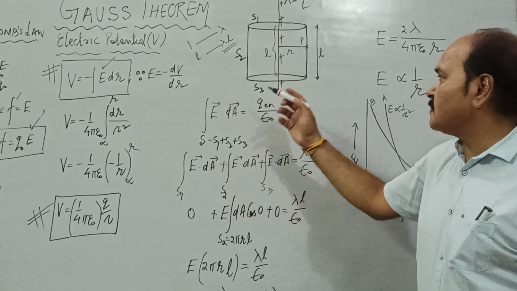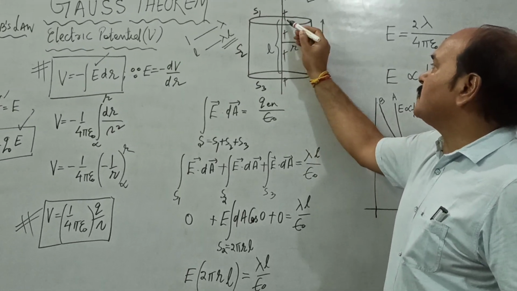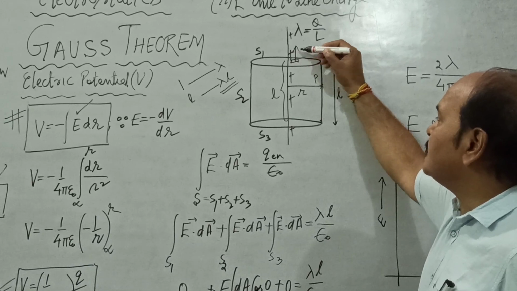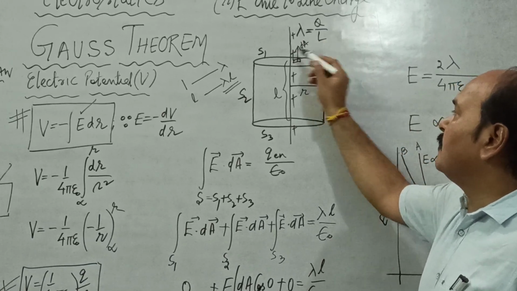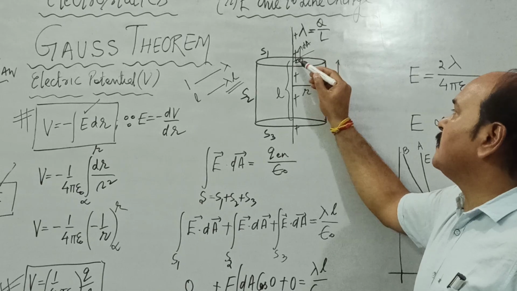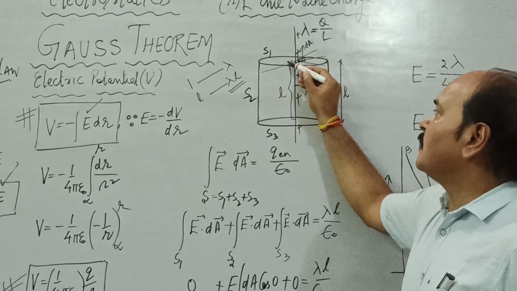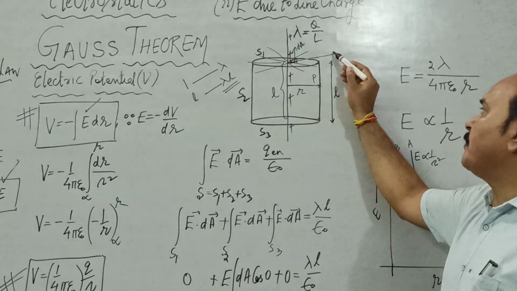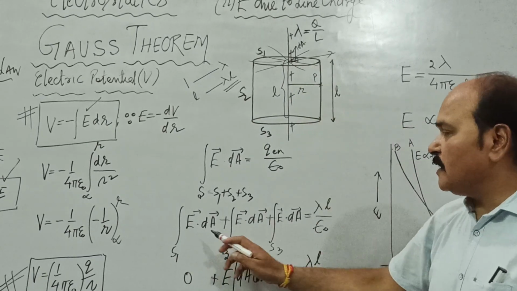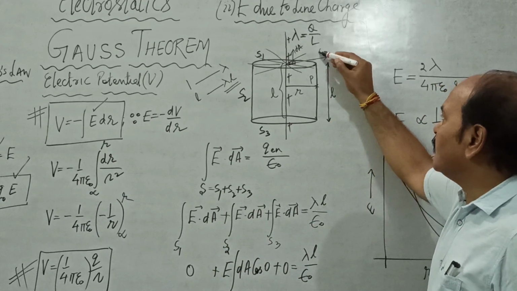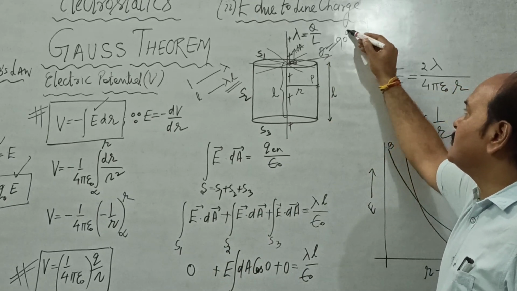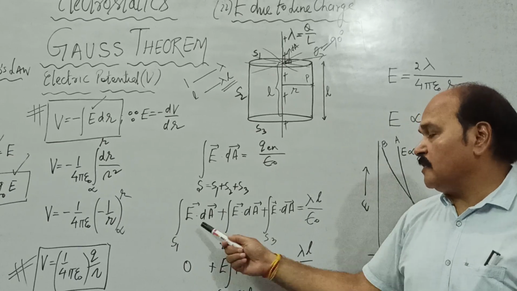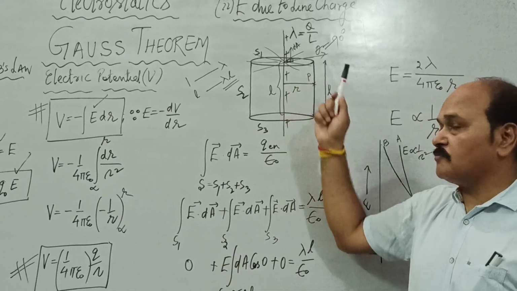What is E dot dA for surface S1? For finding E dot dA for surface S1, we take a very small surface dA here, and the direction of this area is always perpendicular to this plane. And the direction of the electric field? We know the electric field due to a line charge is radially symmetric, so the electric field lines are along the top plane. So the angle between E and dA is 90 degrees, and we know that the dot product of perpendicular vectors is 0. Therefore, E dot dA is 0 for surface S1.